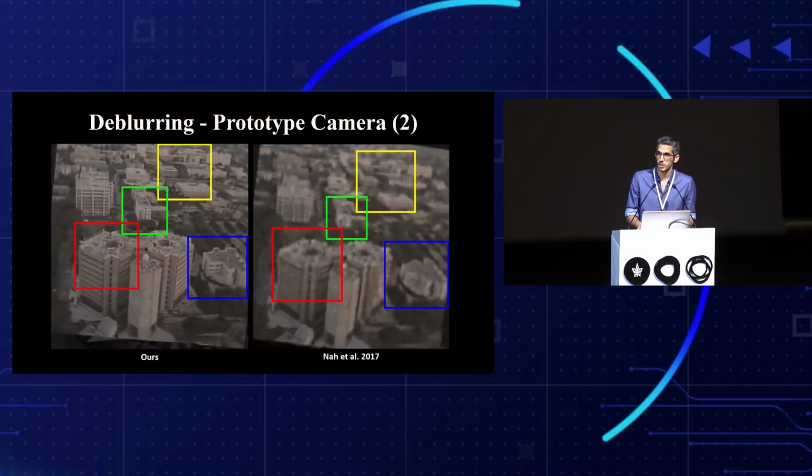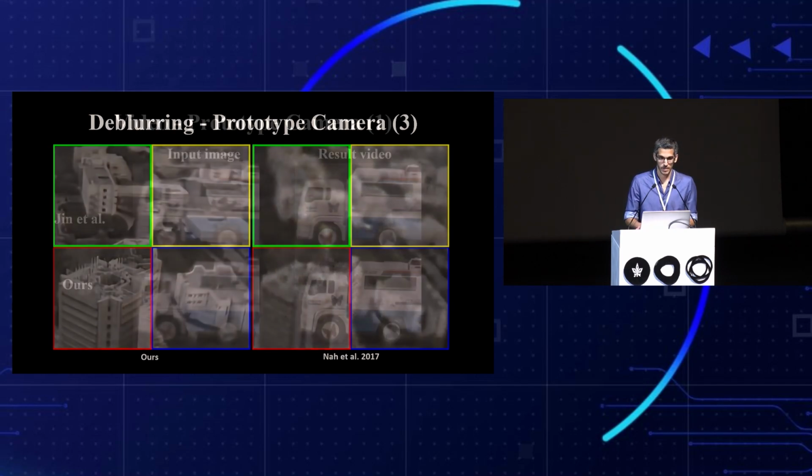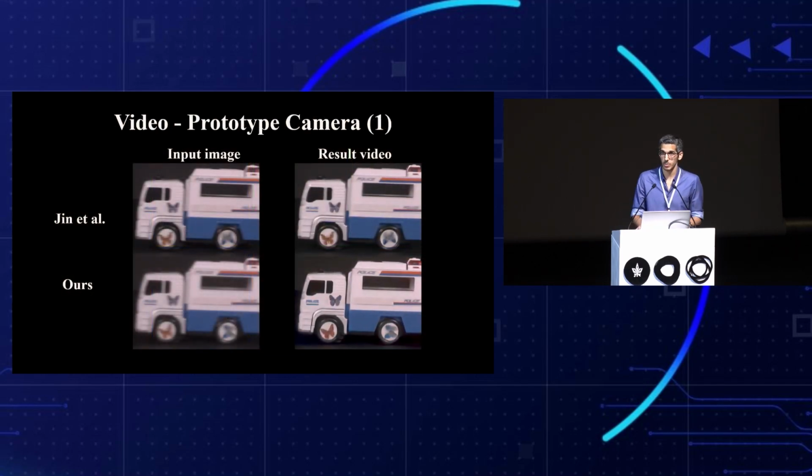An additional image we captured in the lab, and you can see on different sections of the image that our method reconstructs sharper images. Let's take a look at the video reconstruction results. You can see here on the left the input blurred images, and on the right the reconstructed videos.